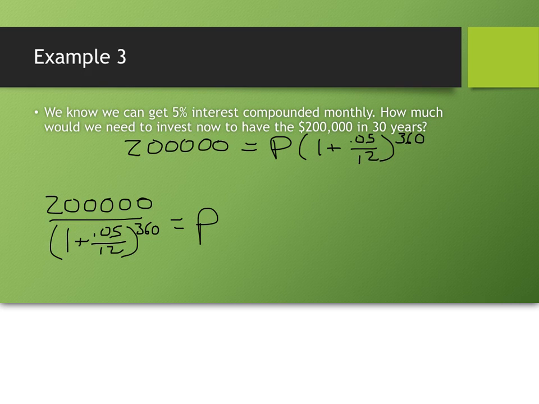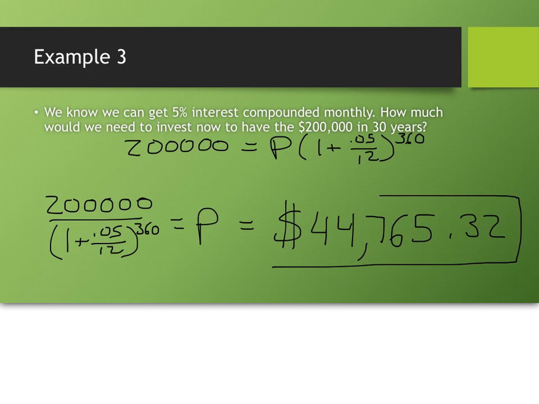Now again, this is a matter of just typing this in on your calculator. And if you utilize those parentheses buttons, this should be a fairly straightforward type-in. So in any case, we get $44,765.32. And that would be the initial amount that you want to invest in order to get $200,000 as your final. So essentially, present value is working backwards, starting at your amount and finding what you would have had to invest.